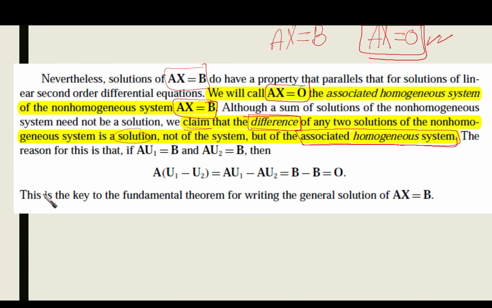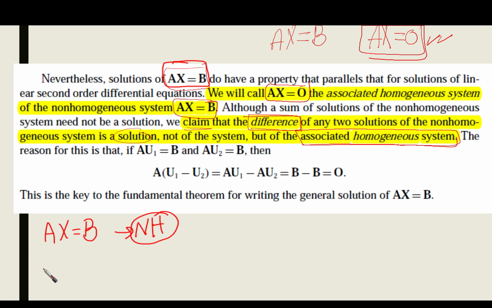Okay, now let's go to the second part, which is related to the solutions also of the non-homogeneous system. Nevertheless, solutions of AX equal B, which is the non-homogeneous system, do have a property that parallels that for solutions of the linear second order differential equations. We will call AX equal to 0 the associated homogeneous system. So as you know, we have A times X equal to B, this is considered to be NH, which is the non-homogeneous system.